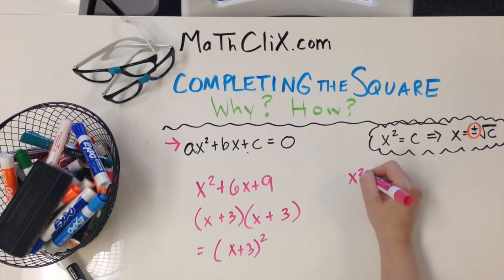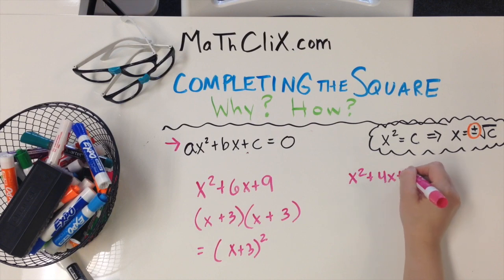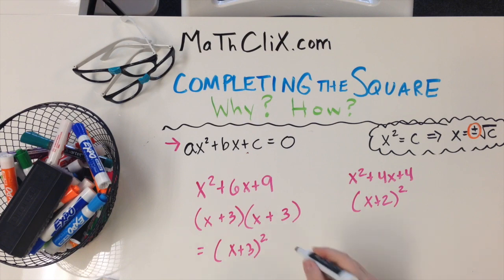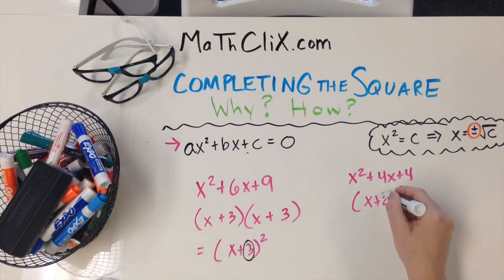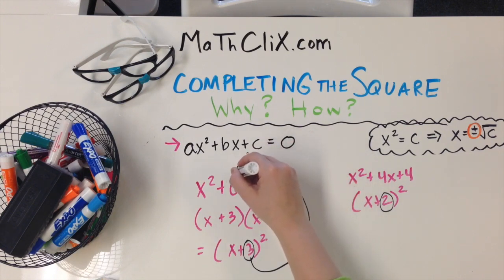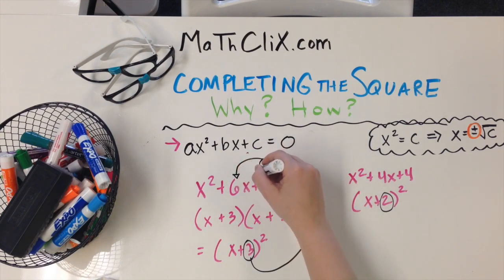We can do the same thing with x squared plus 4x plus 4. We can see that that factors into x plus 2 squared. And then there's something that you can notice from this number and that number in relationship to this number and this number.